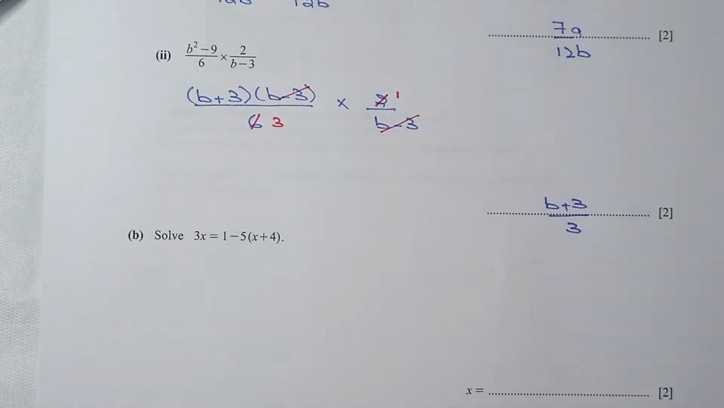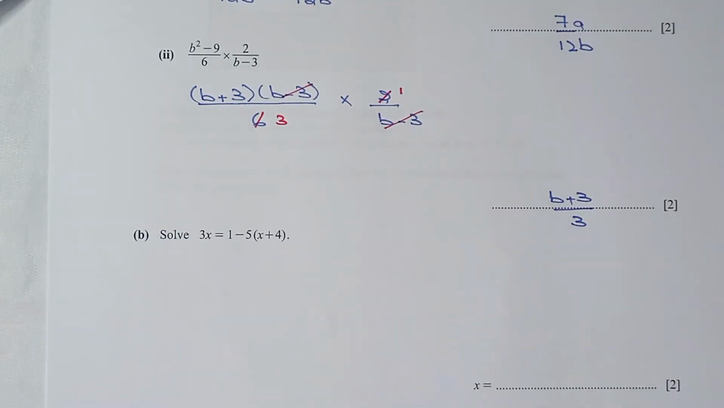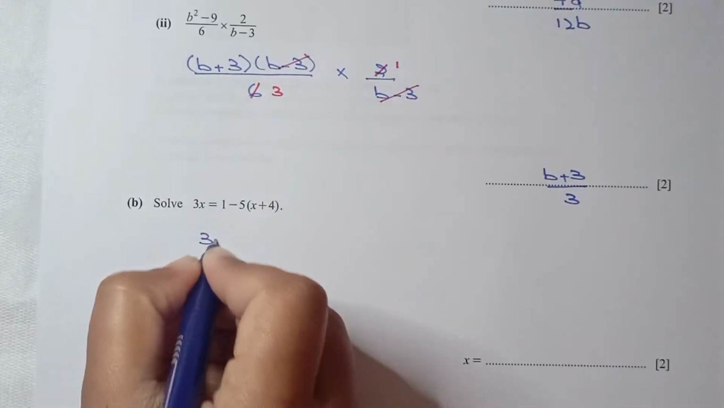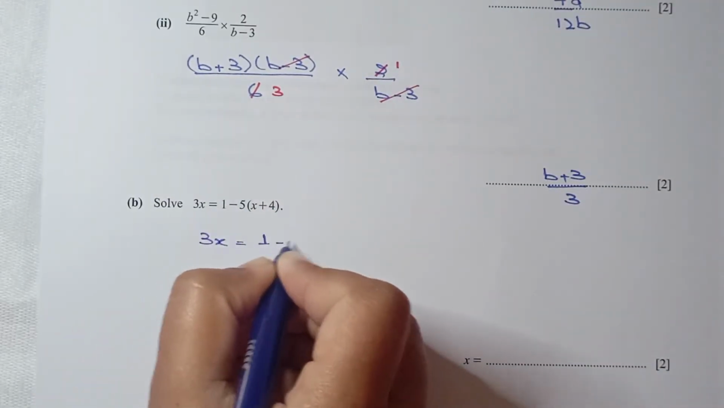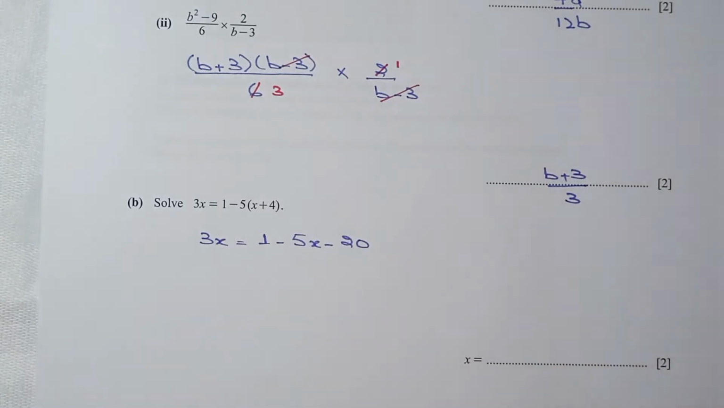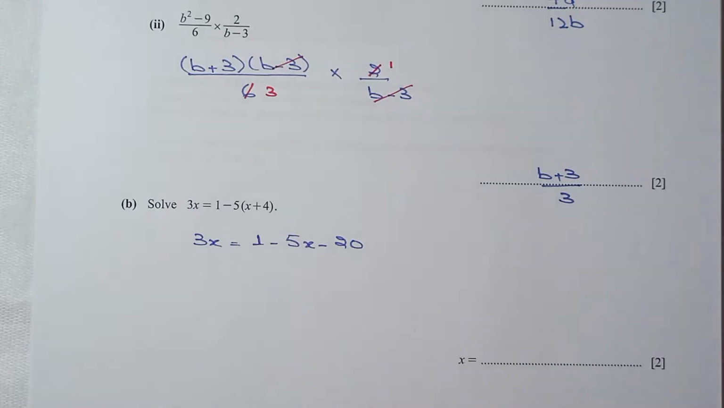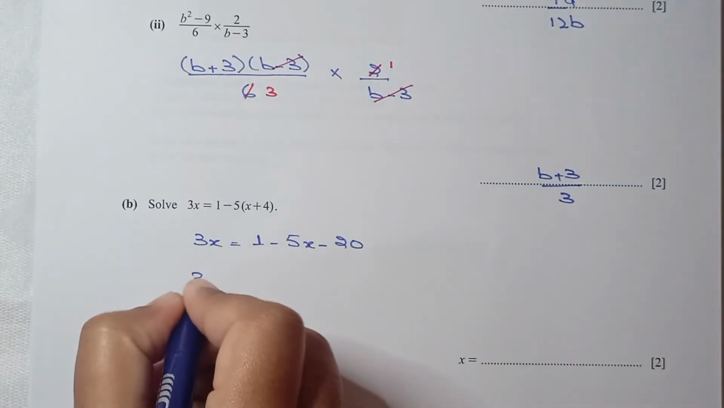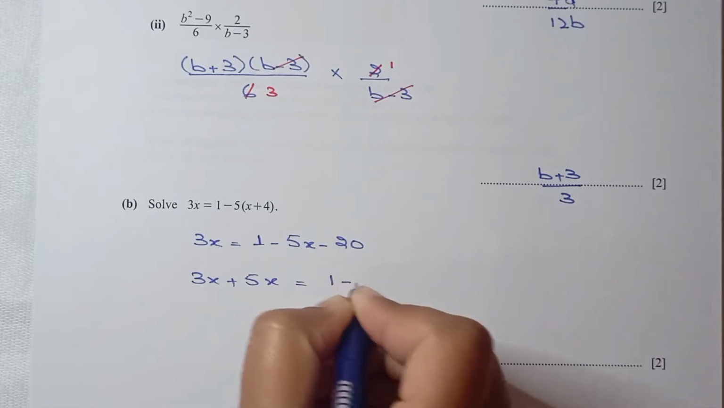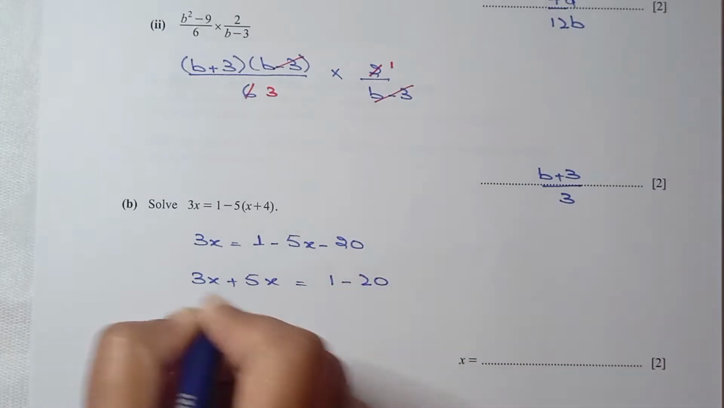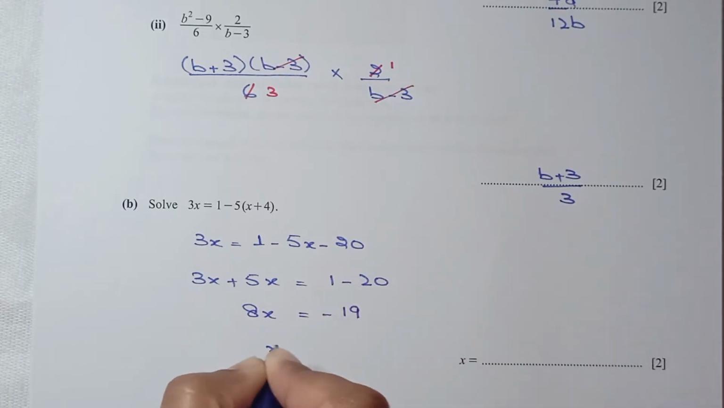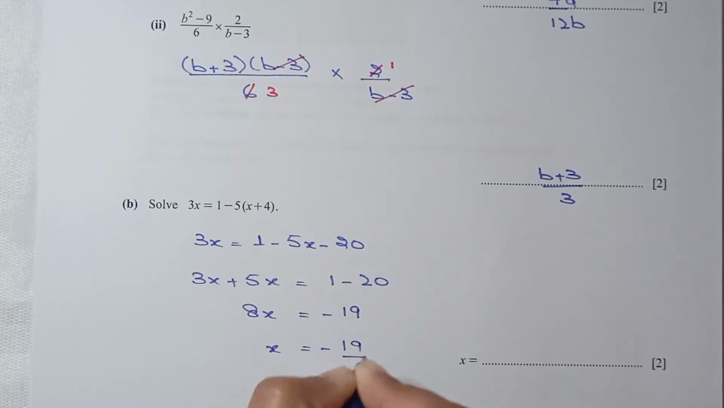Now for the b part, we need to solve this equation and find the value of x. So we have 3x equals 1 minus 5x minus 5 times 4, which is 20. Now let me shift the x terms to the left. So 3x plus 5x equals 1 minus 20. 3 plus 5 is 8x, which equals minus 19, and x would be equal to minus 19 divided by 8.